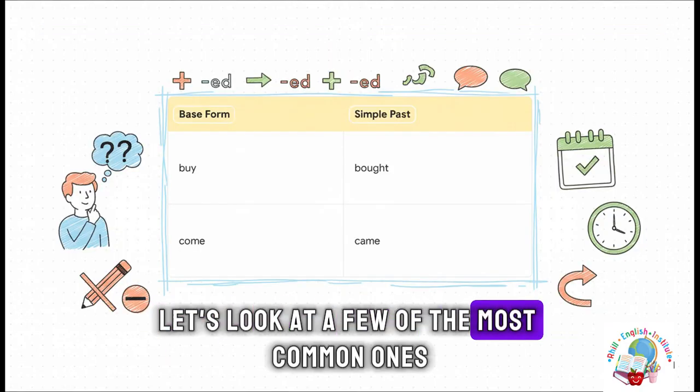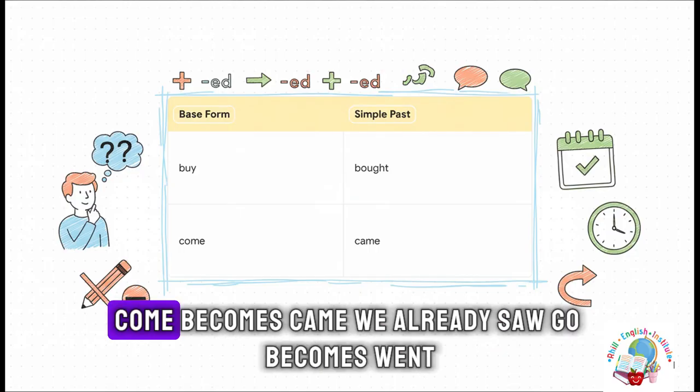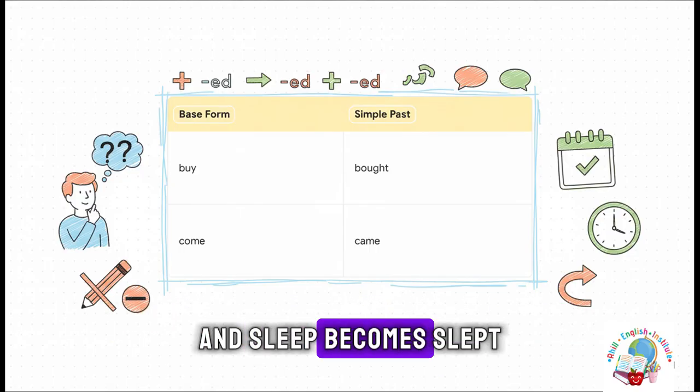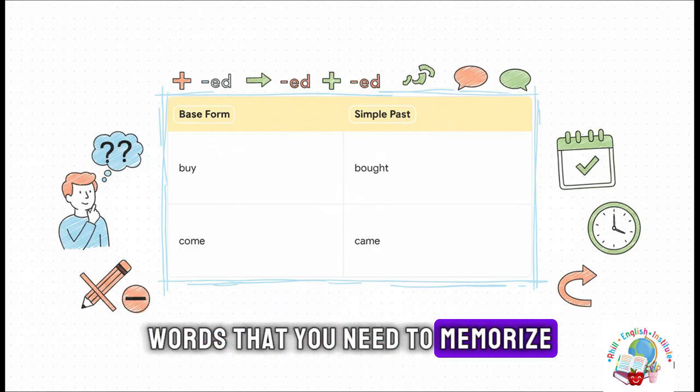Let's look at a few of the most common ones. As you can see, buy becomes bought, come becomes came. We already saw go becomes went, and sleep becomes slept. It's best to just think of these as new vocabulary words that you need to memorize.